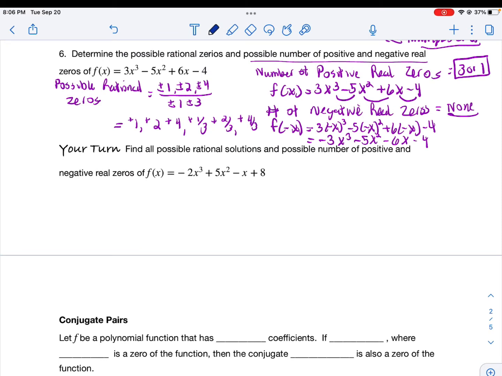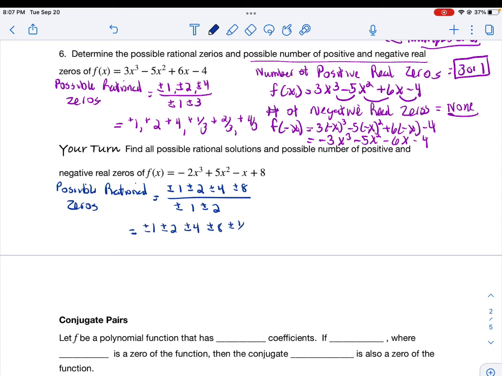So the possible rational zeros test tells me I need to take the factors of my constant term divided by the factors of my leading coefficient. Okay, dividing each of the numerators by 1 or plus minus 1, we get plus minus 1, plus minus 2, plus minus 4, plus minus 8, and then dividing by 2, 1 we already have, 2 we already have, and 4 we already have. So I've now narrowed it down to these 10 possibilities.